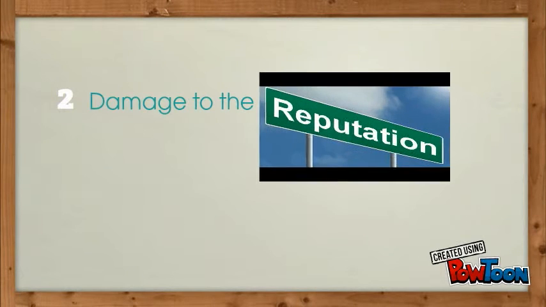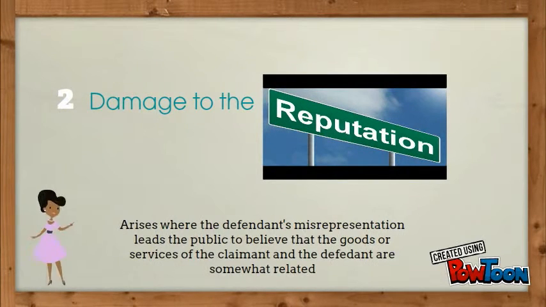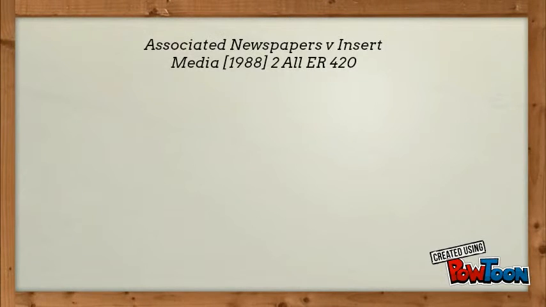Second is the damage to reputation. This arises where the defendant's misrepresentation leads the public to believe that the goods or services of the claimant and the defendant are somewhat related. An example of the way reputation may be damaged is offered by Associated Newspapers and Insert Media.